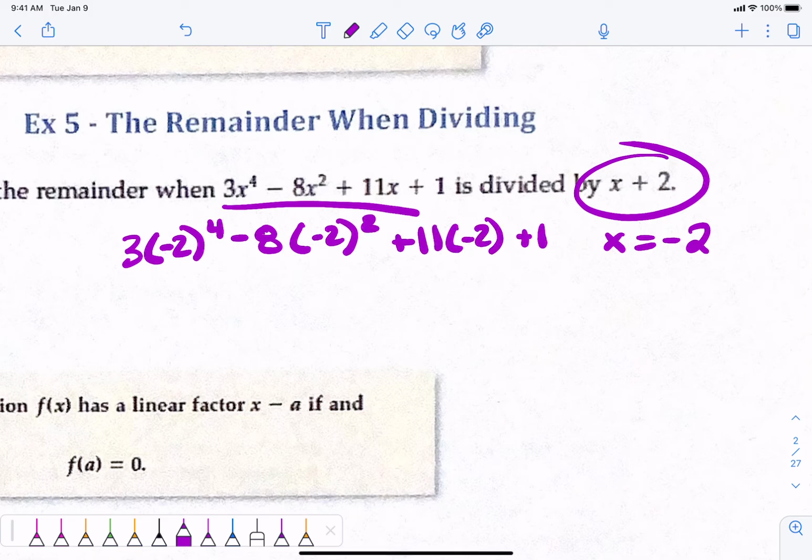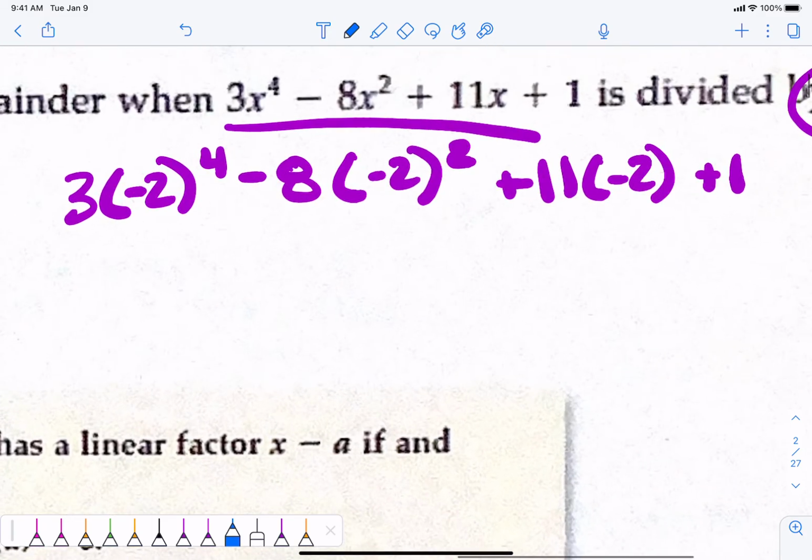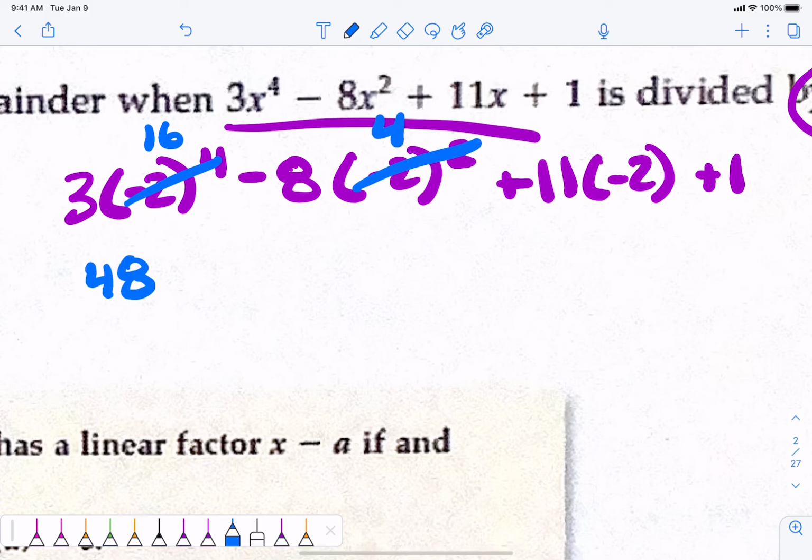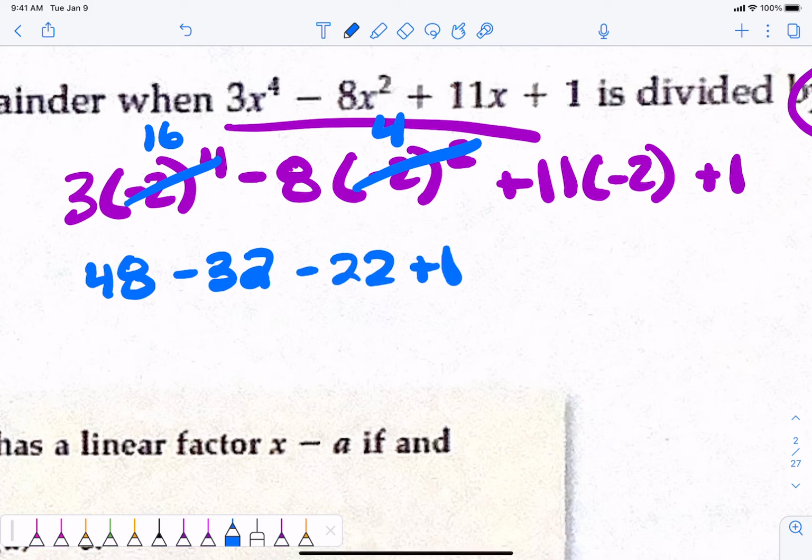Okay, negative 2 to the 4th power, what's that become? Positive 16. 16 times 3 is 48, I believe. Okay, negative 2 squared is 4. 4 times negative 8? Negative 32. Let's keep going. 11 times negative 2 is minus 22 plus 1. That's what we're adding together, right?